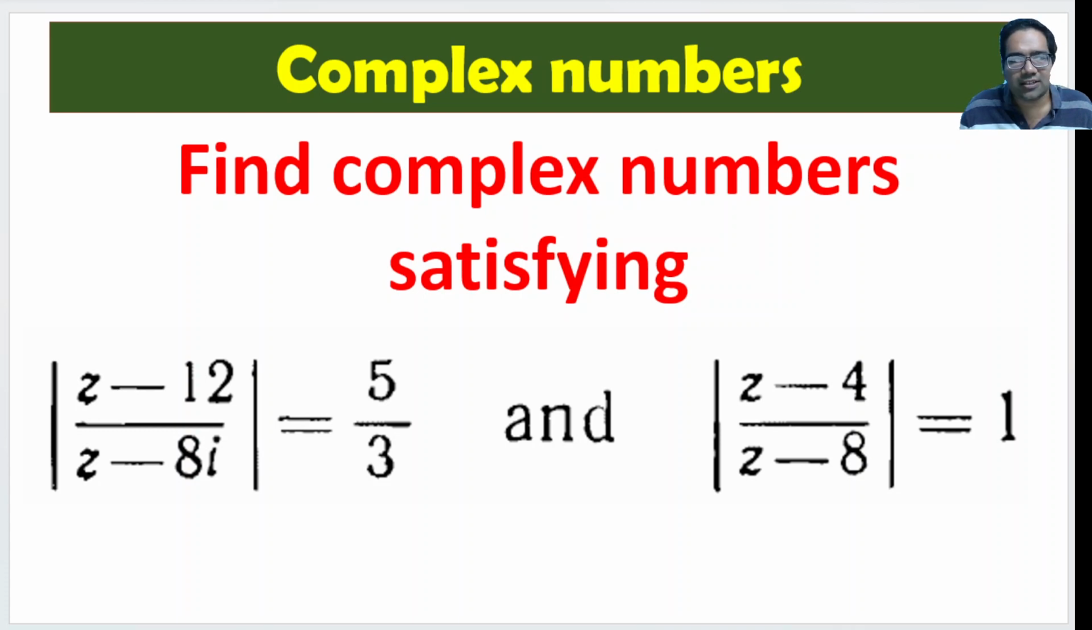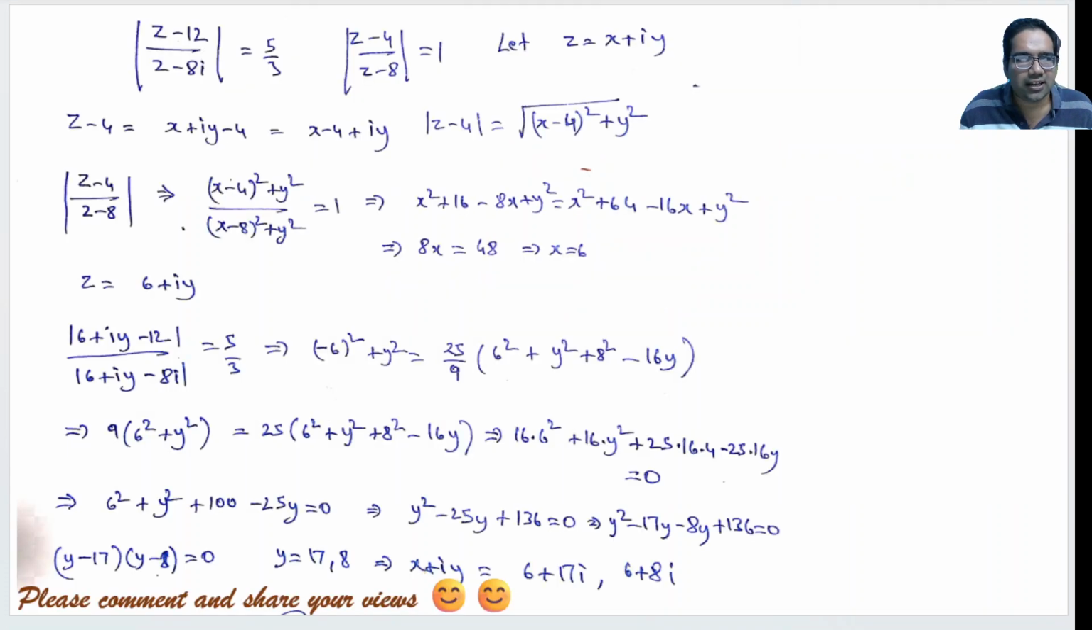What is z? Let us just assume z in its common notation, x plus iy. Let z have some real part and some imaginary part. We have to find out what x and y are that will satisfy these two equations.